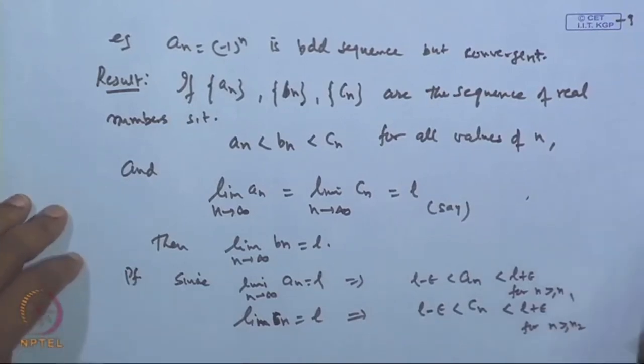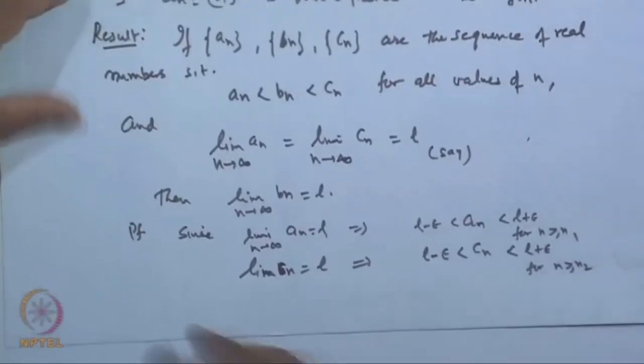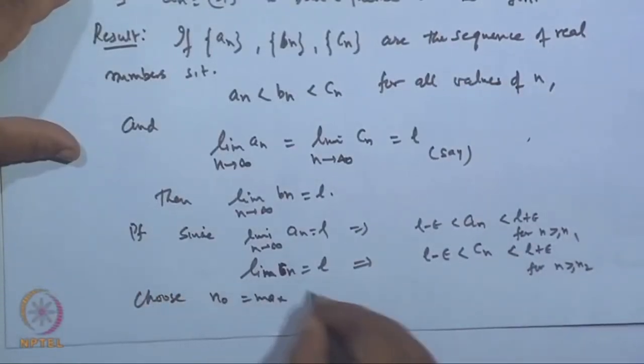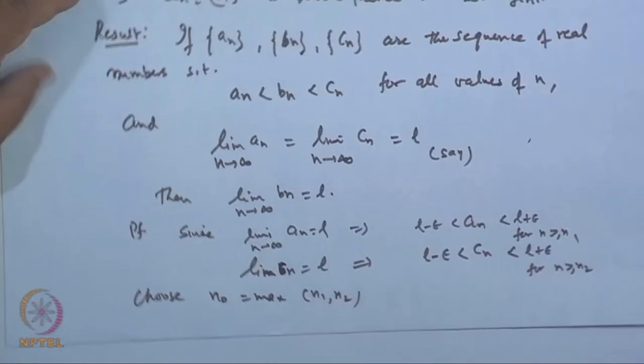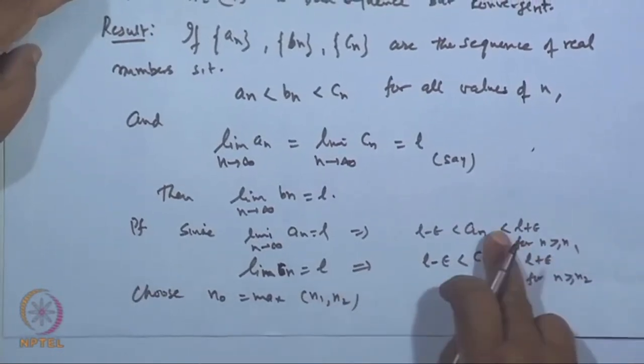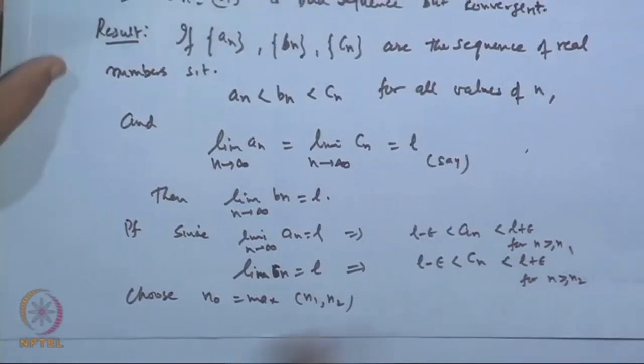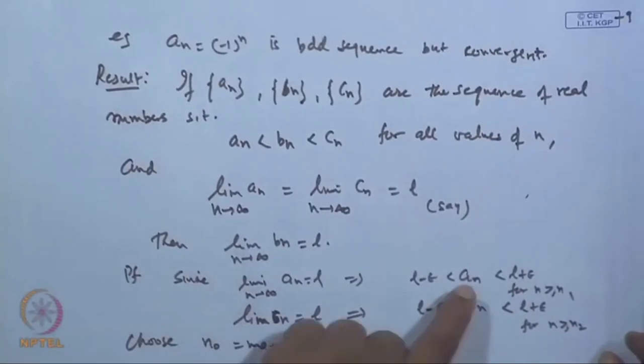Now, if I pick n greater than n_1 and n_2, choose n_0 as the maximum of n_1 and n_2. So, for all n greater than n_0, this condition is satisfied, and both conditions will hold. Okay. So, we get from here a_n and b_n lying.